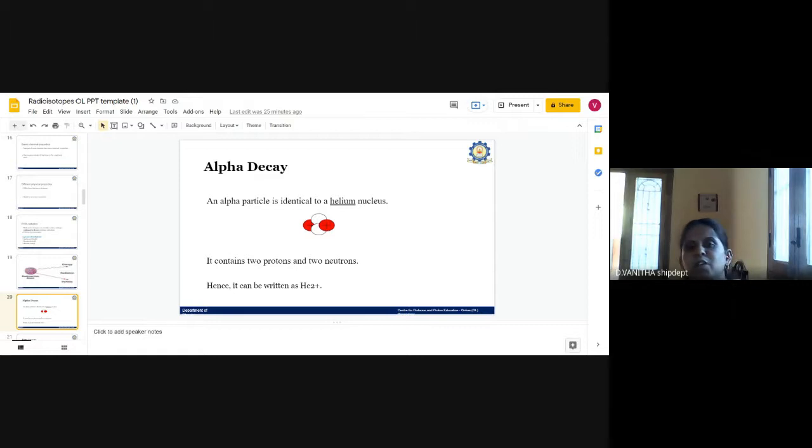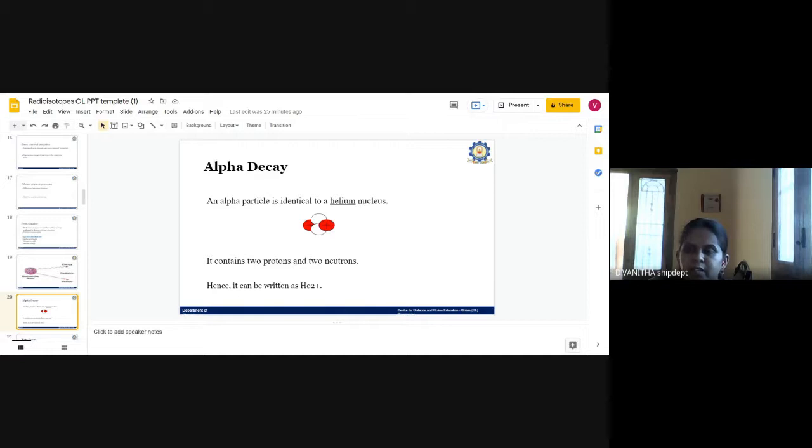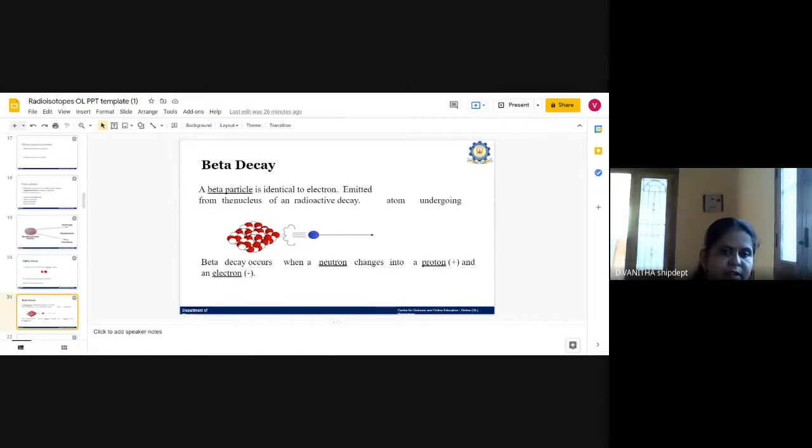First of all, we are going to see alpha decay. Alpha decay means that after the disintegration of an unstable nucleus, one alpha particle is emitted. That alpha particle is identical to a helium nucleus, helium He with mass number 4 and atomic number 2, consisting of 2 protons and 2 neutrons. So this is alpha decay.